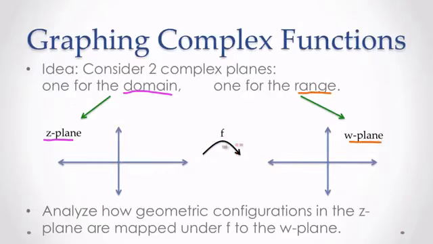In order for this to be useful, we're going to want to analyze geometric configurations over in the z-plane and see what they get mapped to in the w-plane. So for example, if we had something like this, maybe we would want to analyze what it gets mapped to. Maybe it gets mapped to this over here in the w-plane. This will help us understand the function a little better.